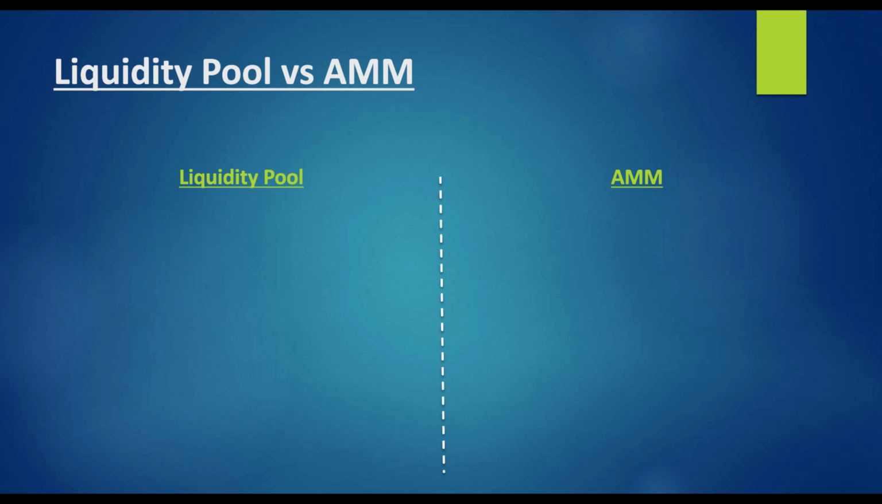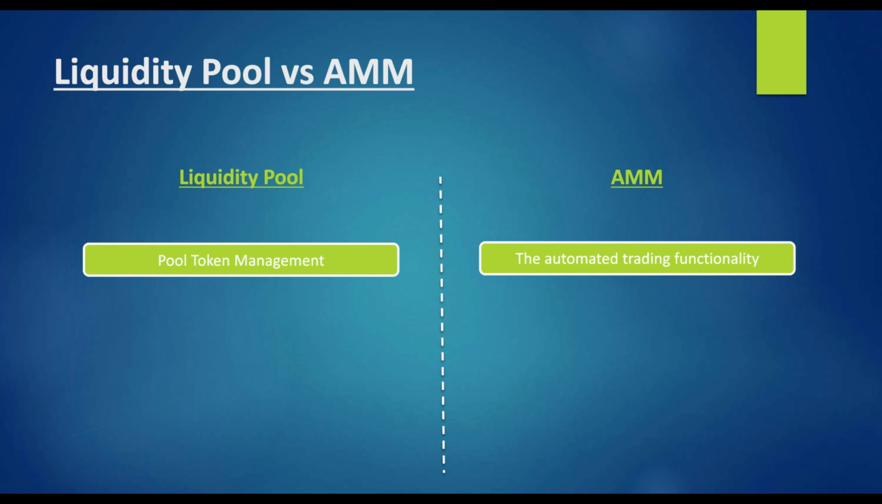Let us have a quick revision. Let us have a quick overview of how these two contracts are different from each other, how liquidity pool and AMM are two different things. Let me tell you that both of them work together. Without liquidity pool, AMM is nothing, and without AMM, liquidity pool is nothing. Now, what is the use of liquidity pool? It is actually helping us in token management, as I have shown you, right, the different pairs of contracts that we have on PancakeSwap. And AMM actually helps us in automating the trading functionality, right?